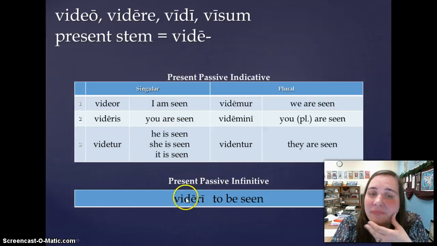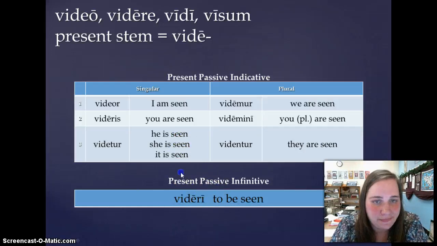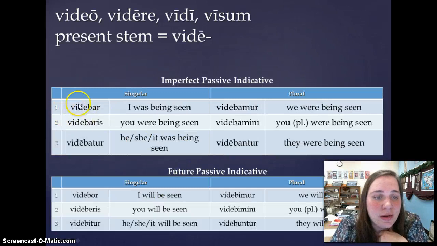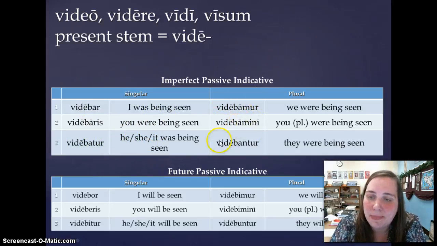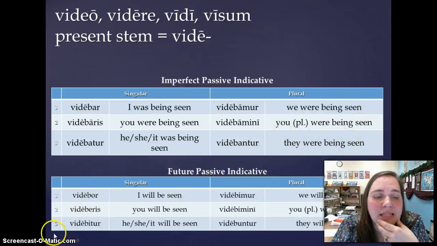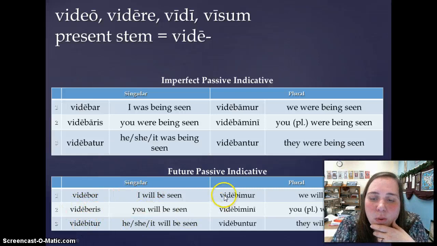Present passive infinitive, again, you replace that final E with a long I, videri, to be seen. Imperfect, videbar, videbaris, videbatur, so I was being seen, you were being seen, he, she, or it was being seen. Videbamur, videbamini, videbantur, we were being seen, y'all were being seen, they were being seen, etc. Future passive, videbor, I will be seen. Videberis, videbitur, videbimur, videbimini, videbuntur.